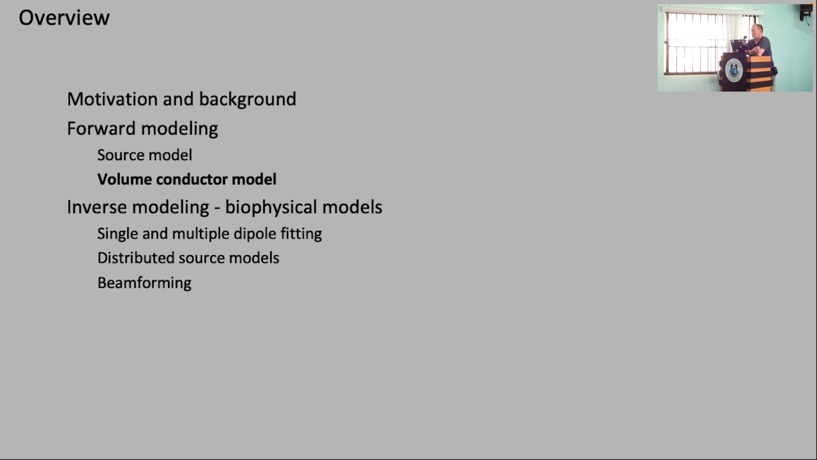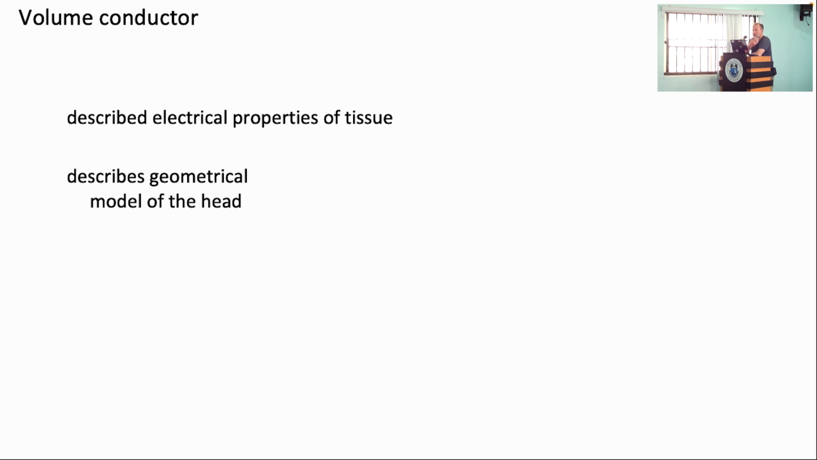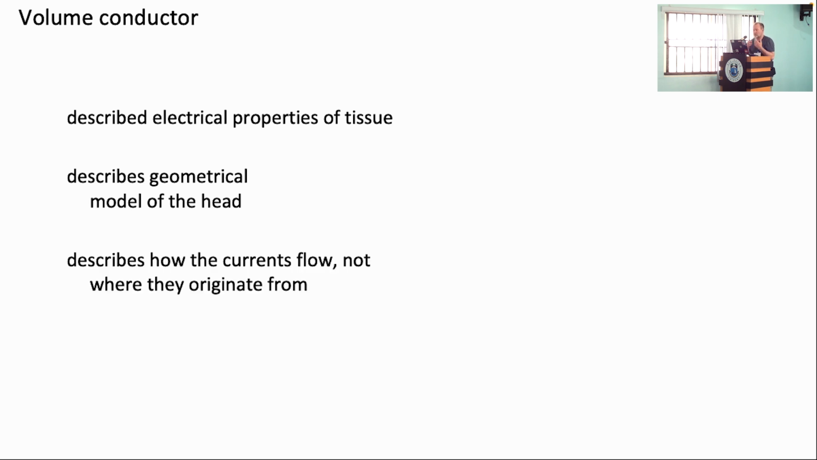The second element that we need in forward modeling is the volume conductor. And the volume conductor describes the electrical properties of the tissue. The reason why EEG works is because the head is electrically conductive. The conductivity of the different tissues in the head varies, but what we do is we make a geometrical model of the head. So we describe the shape of the head, and then we describe how the currents flow through this head.